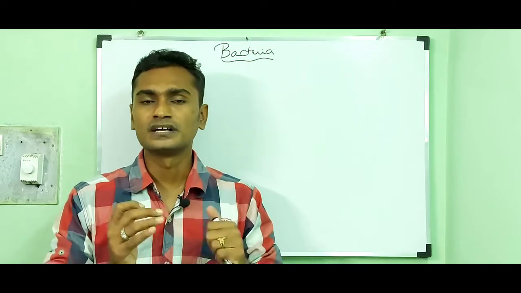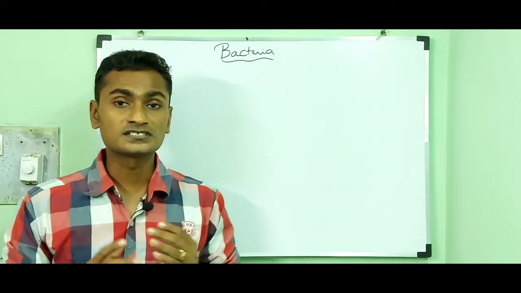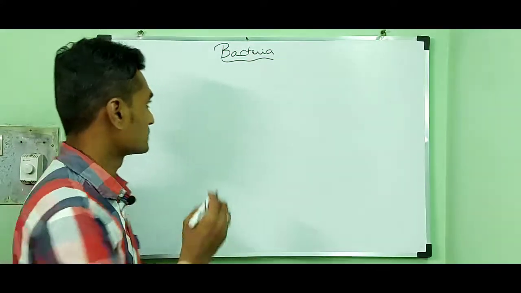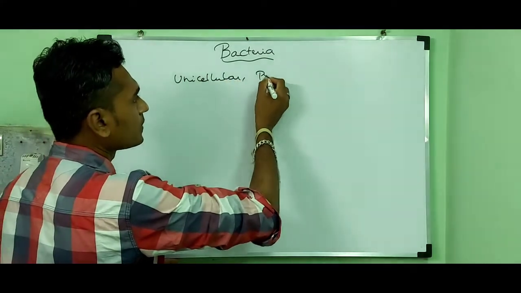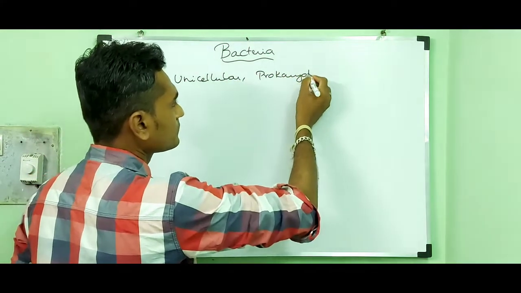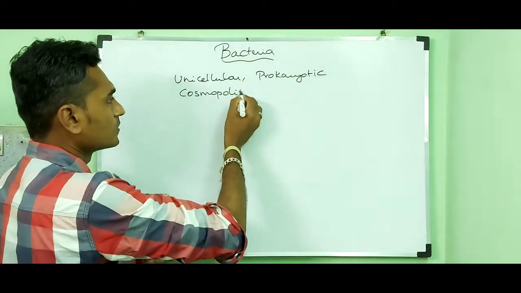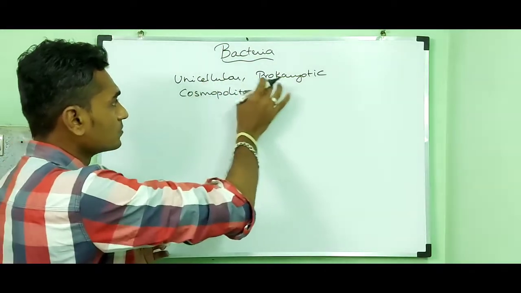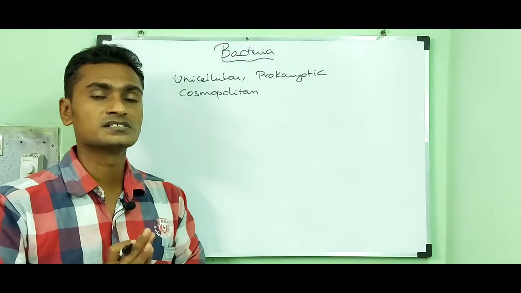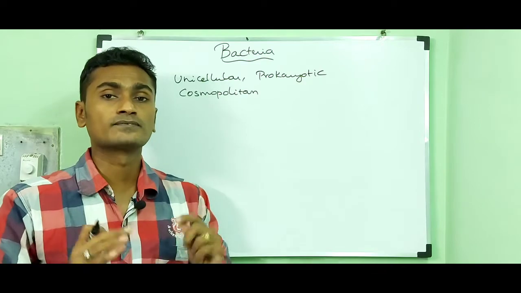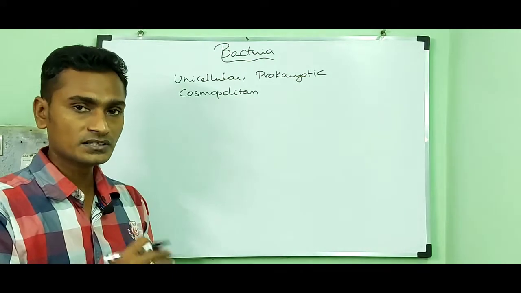How can we define bacteria? Bacteria can be defined as unicellular, prokaryotic, cosmopolitan microorganisms. You may know about the two words unicellular and prokaryotic. Then what is called cosmopolitan? Cosmopolitan means that the microorganism can be found all over the world. So bacteria can be found all over the world.